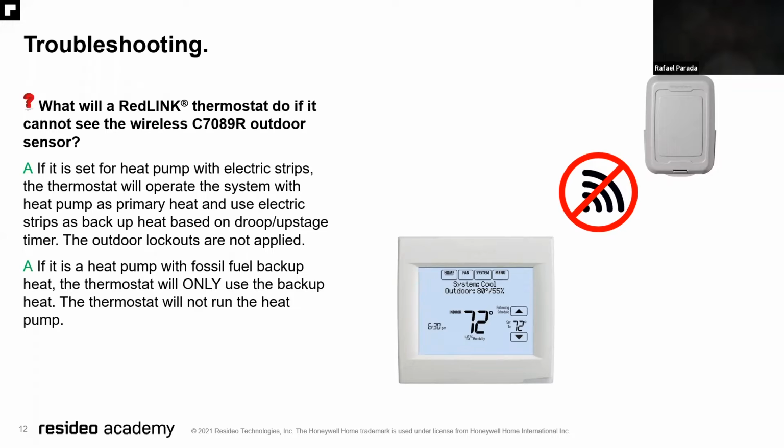But if we have a heat pump with fossil fuel backup, gas or oil furnaces as a backup, the thermostat is going to run only the backup heat in order to prevent damaging the heat pump. So these are the 2 scenarios when the outdoor sensor is not communicating with the thermostat.